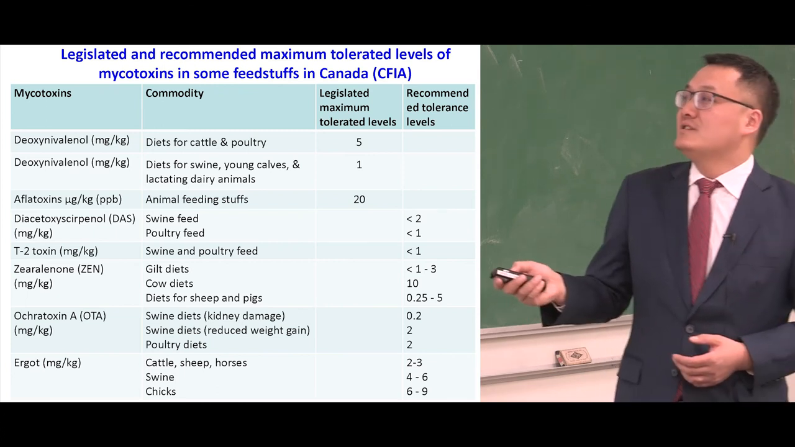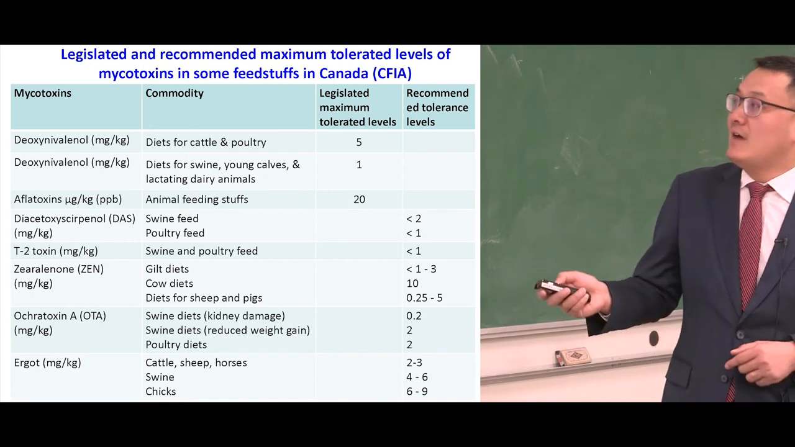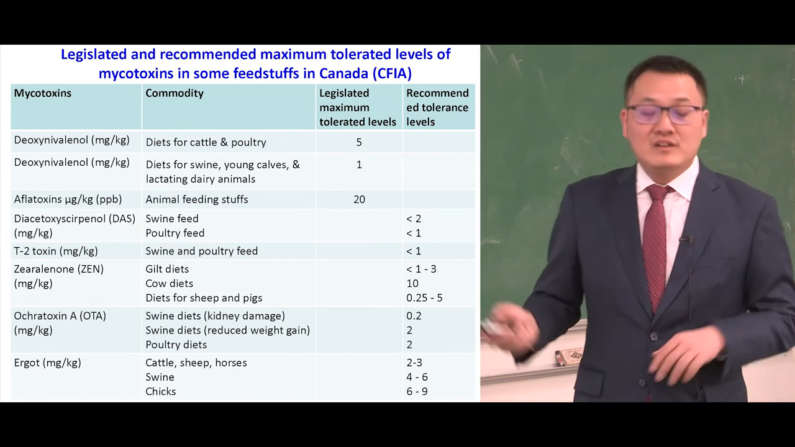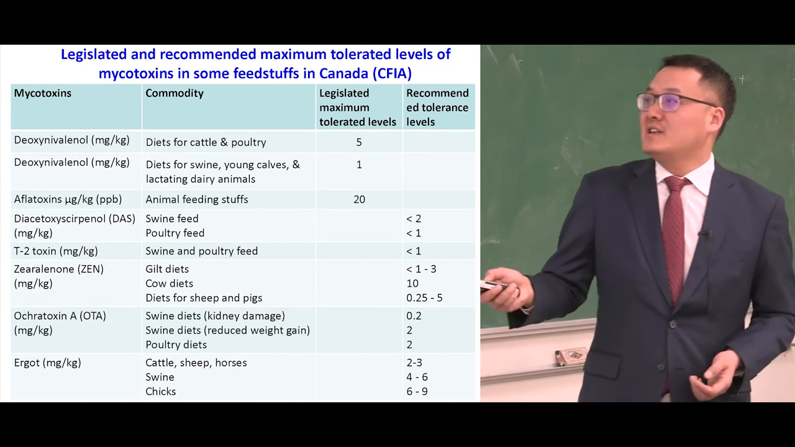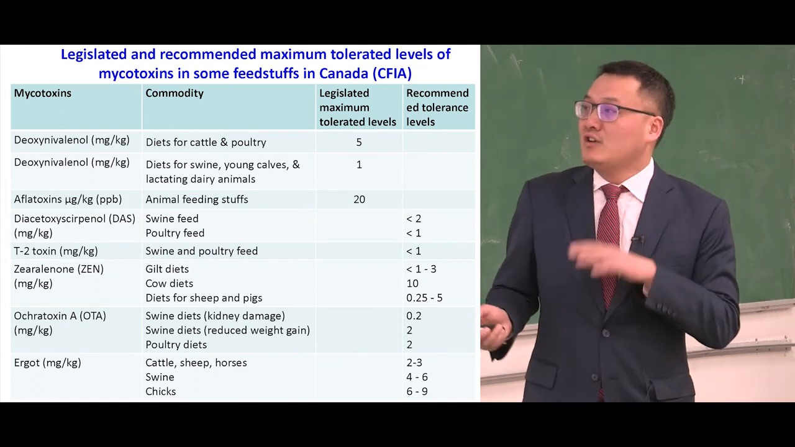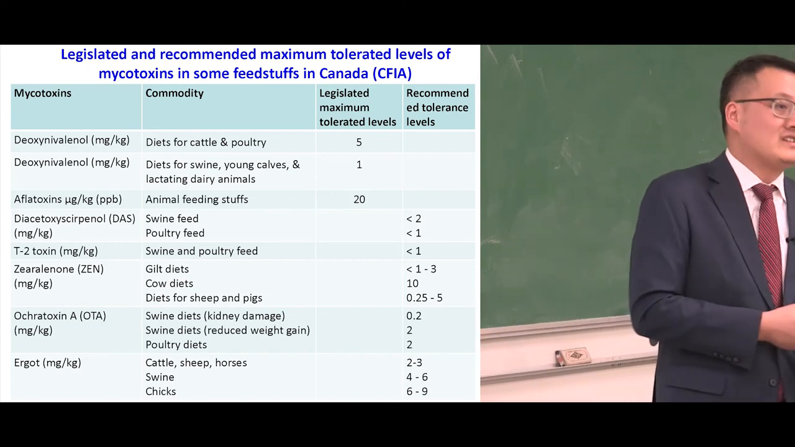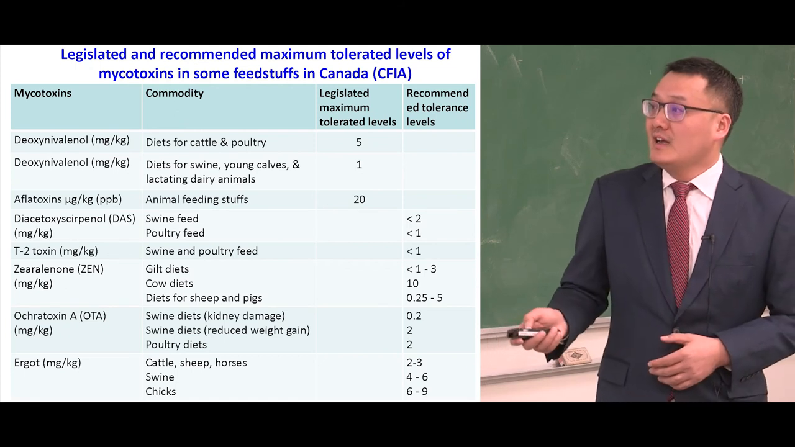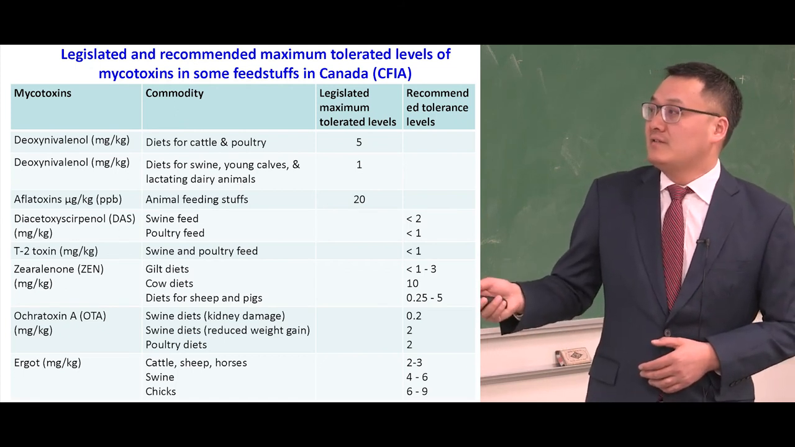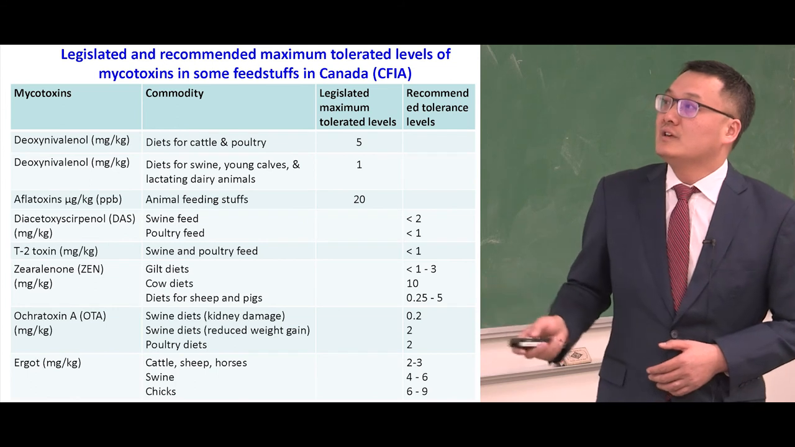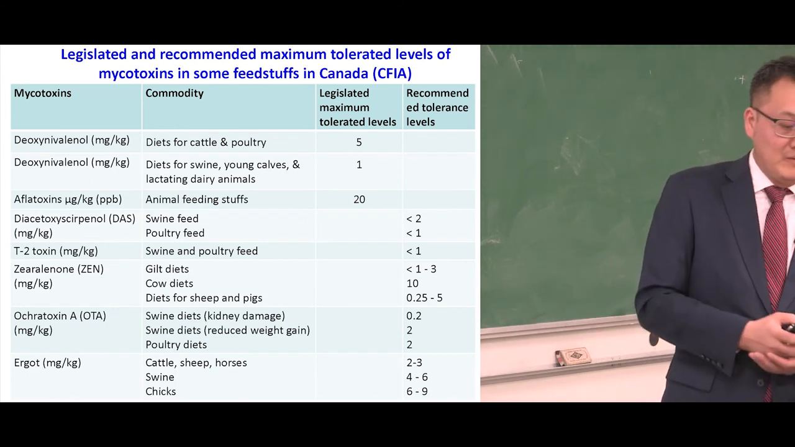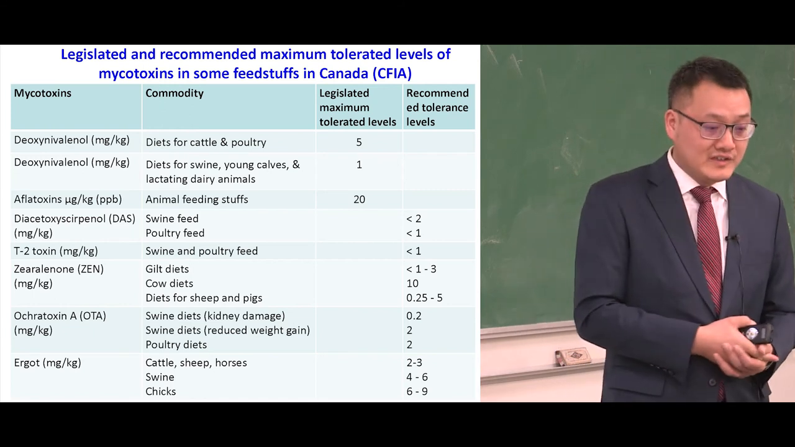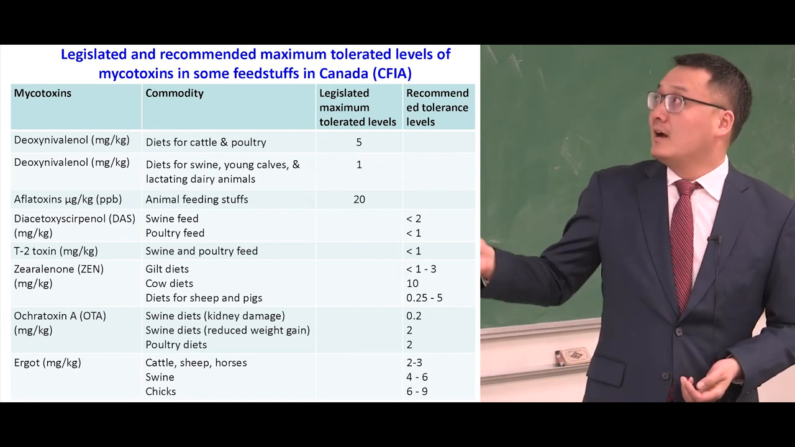For kidney damage, if you don't want kidney damage, you have to keep it less than 0.2 ppm. If you don't want to affect growth performance, like body weight, maybe less than 2 ppm. And ochratoxin as well, at a very low level. So if you want to optimize your animal production and growth performance, you need to follow these recommended levels.